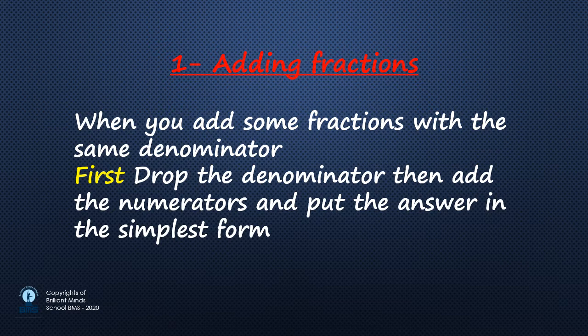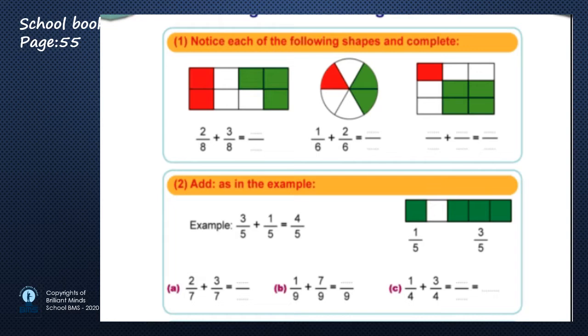Okay, my dears? Now, go to your book, the blue one, page 55. We're gonna answer questions 1 and 2. Are you ready? Let's start. Question number 1. Notice each of the following shapes and complete. Here we give you shapes with colored bars, and we want to know each color is represented by what fraction and the total number of colored parts equals what.